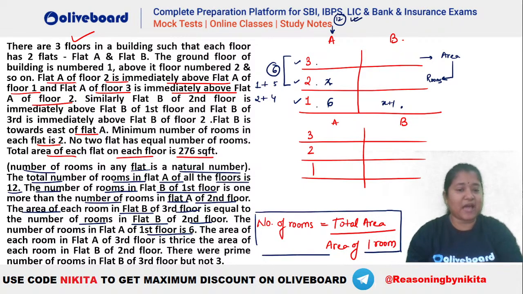Okay, let's try. Let's see ahead what is given. The area of each room in flat A of third floor is thrice the area of each room in flat B of second floor.